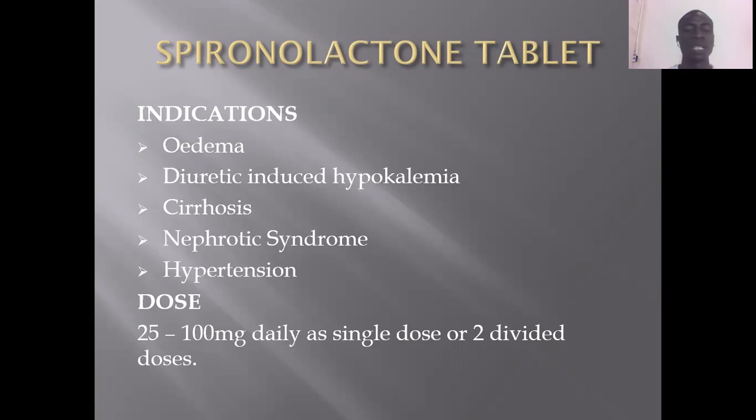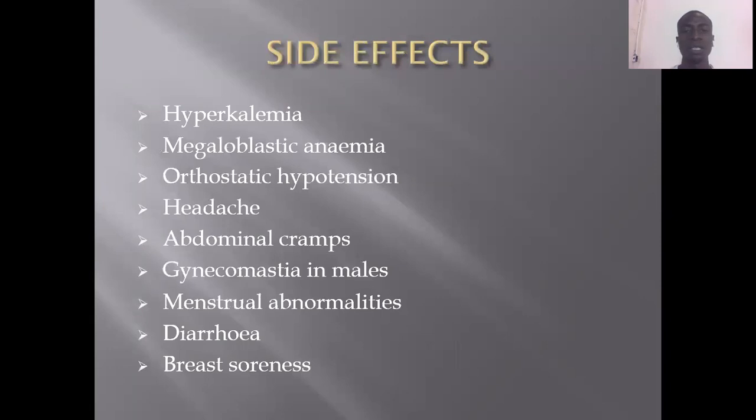Dose is 25 milligrams daily, in a single or divided dose. Side effects: hyperkalemia, megaloblastic anemia, postural hypotension, headache, muscle cramps, gynecomastia in males. So you discover that the male is developing breasts because of this drug. Menstrual abnormalities in females, they are going to have a disturbed menstrual pattern. There's diarrhea, there's also breast soreness. So those are some of the things you should look out for.